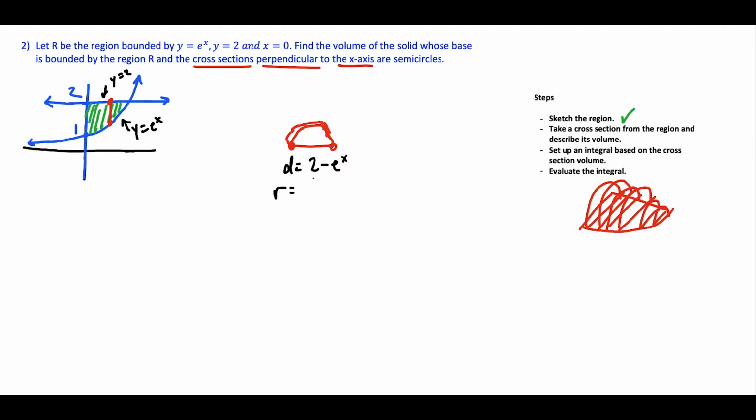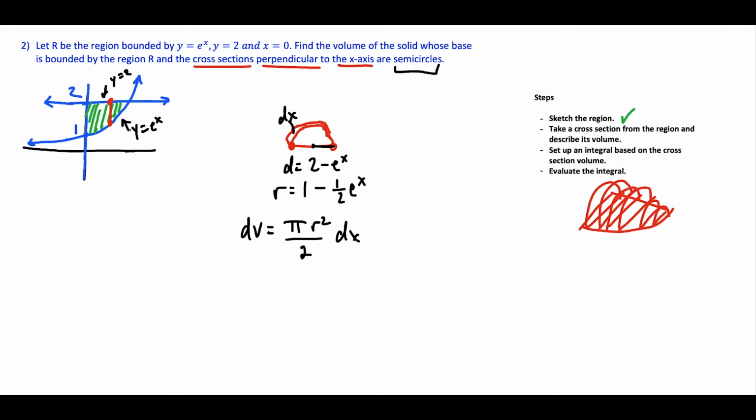So if I do 2 divided by 2, I'm going to get 1. And if I do e to the x divided by 2, that's 1/2 e to the x. So just be careful and make sure that you cut this in half so that you set this up properly. Then here, to describe the volume of one of these slices, it's pi r squared divided by 2, because they're semicircles. So just be careful not to forget this, divide by 2, and then times dx, because dx represents the thickness of this semicircle prism here.